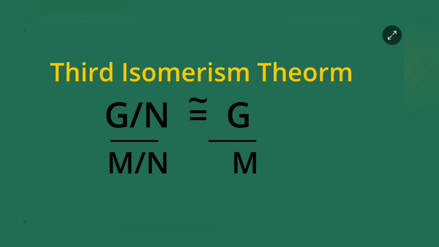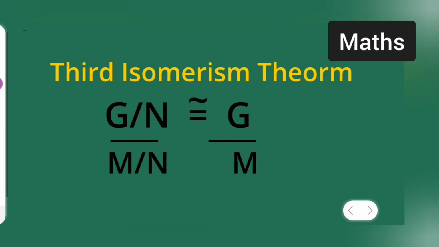So basically what we are going to do in today's lecture is the third isomorphism theorem. (G/N)/(M/N) is isomorphic to G/M. That is what we are going to prove in today's lecture. Okay, so let us start.